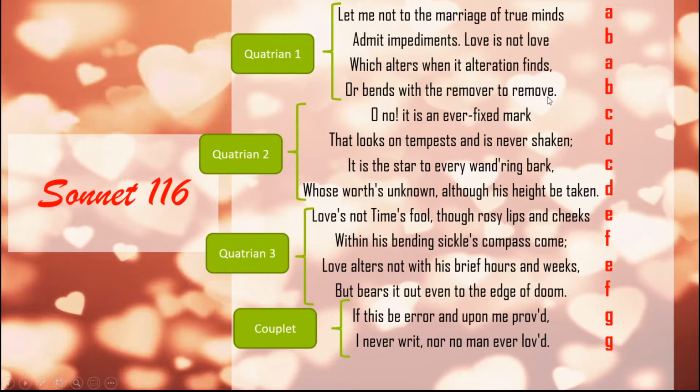And then there's another change in sound. Mark and bark sound the same. Shaken, taken sound the same. So you get the idea. And of course, the couplet has the GG rhyming pattern. Proved, loved. Okay. Now, let us deal with what Sonnet 116 is about.